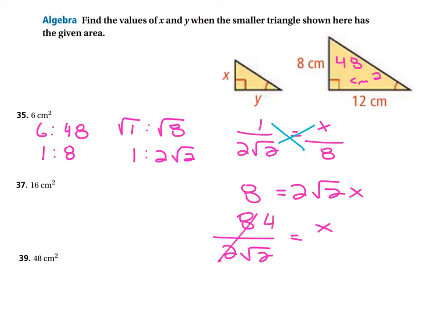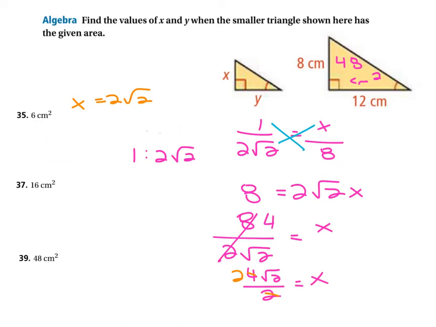Those cancel out to be a 4 over root 2. And when we rationalize the denominator, we multiply top and bottom by root 2. And you get 4 root 2 over 2 equals x. Or, those canceling out again, making a 2 there, you get x is equal to 2 root 2. So for the first one, x equals 2 root 2. Okay? And we need to do that same thing for the length of 12 there.